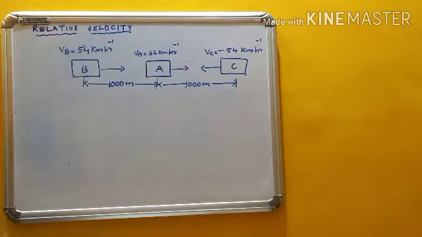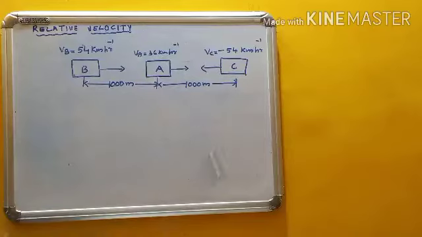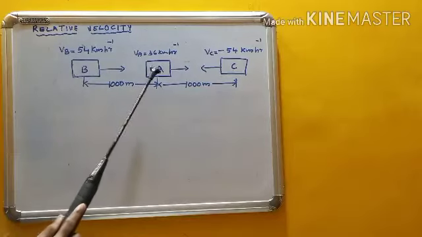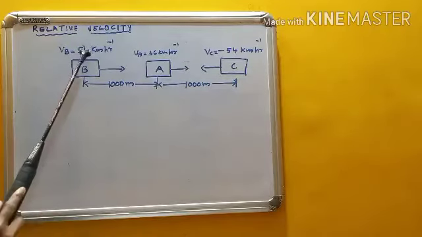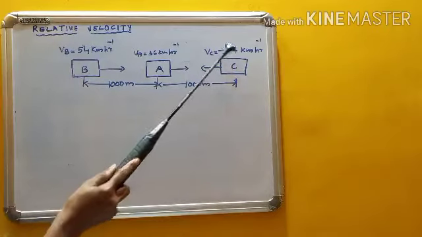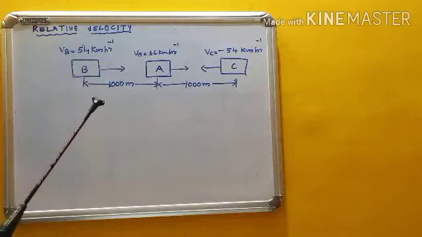On a two-lane road, car A is traveling with a speed of 36 km per hour. Then two cars B and C approach car A. B is approaching car A. C is also approaching car A with the speed given as 54 km per hour. So in this case, two directions are coming in the same case.